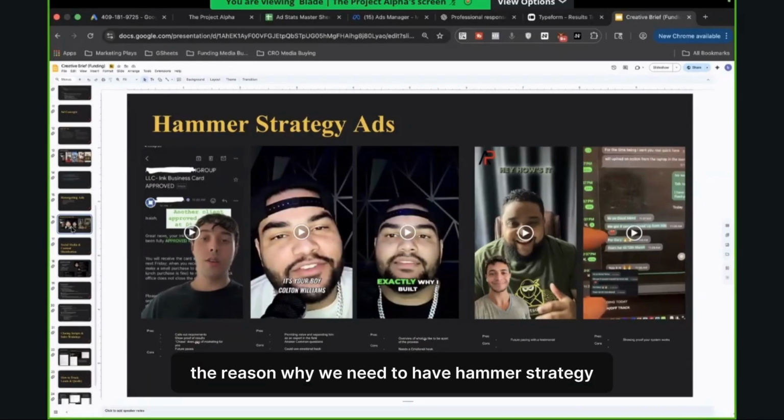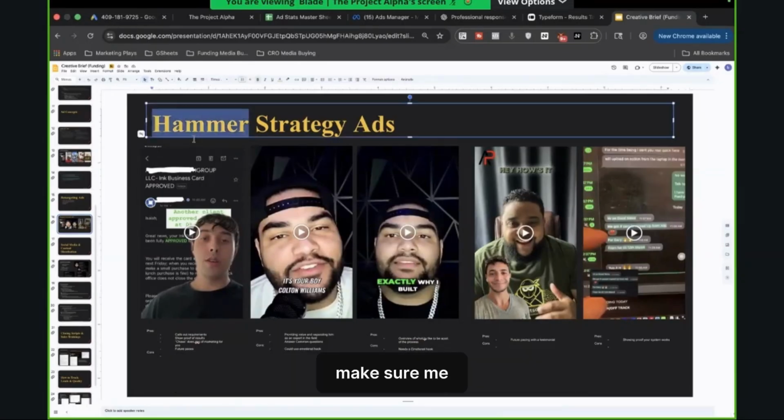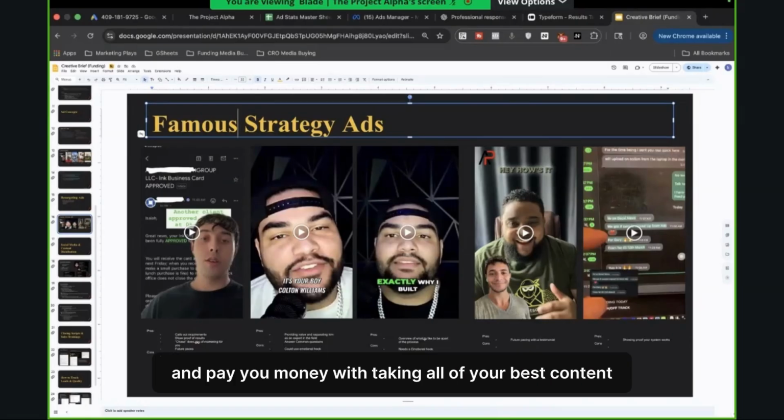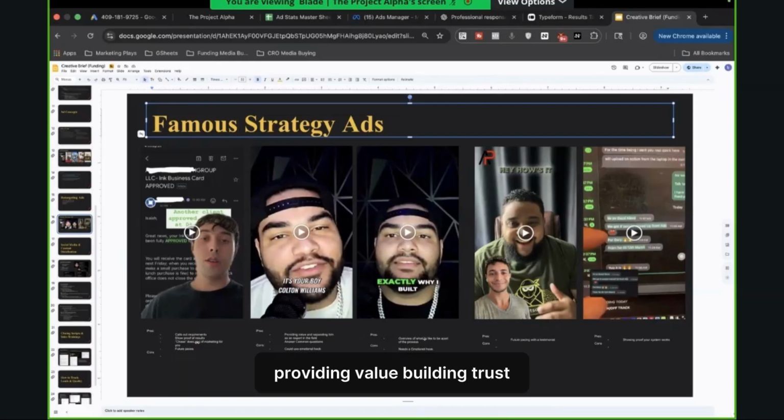The reason why we need to have the hammer strategy, I call this kind of the famous strategy now, is because that's kind of what it does. So when they click on your ad, until the time where they actually cash collect and pay you money, we're taking all of your best content and really rotating it out to those people. The entire purpose of this is so they see a whole lot more of you. The more people are able to see you providing value, building trust, showing your true self, the more they're really going to trust you.